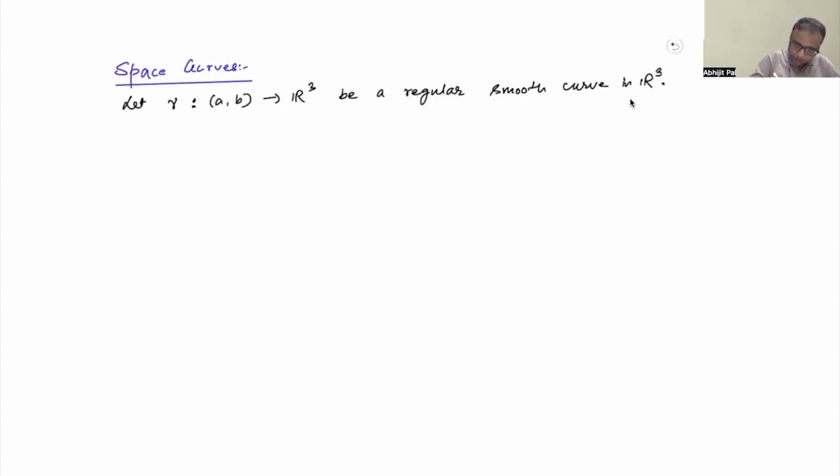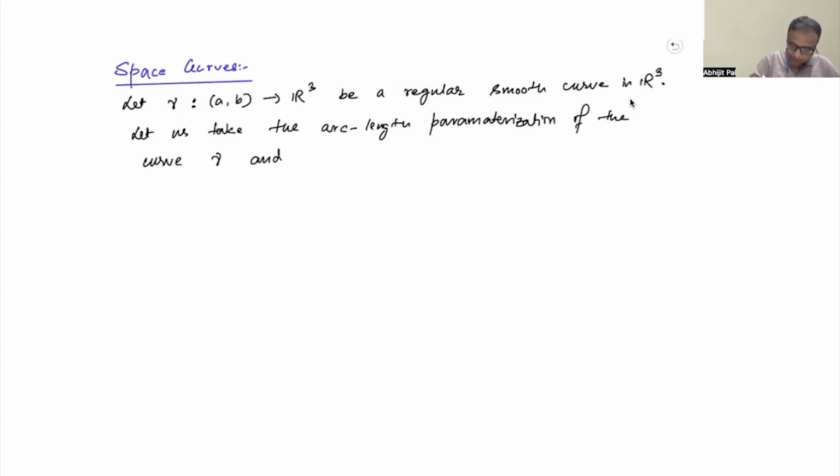Let us take the arc length parameterization of the curve gamma, and let s be the arc length parameter.